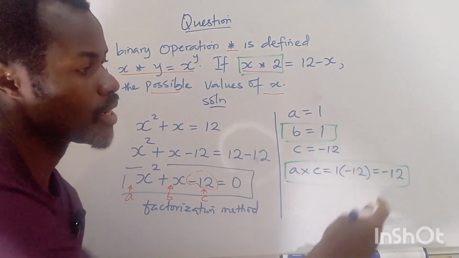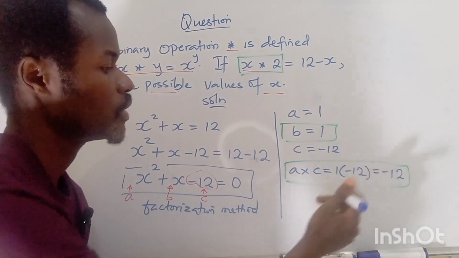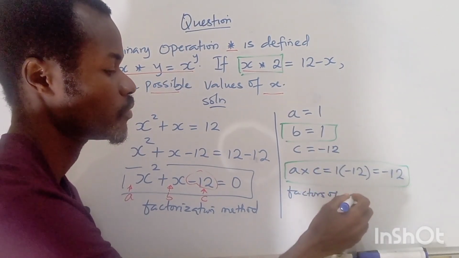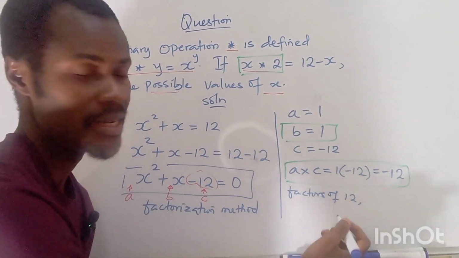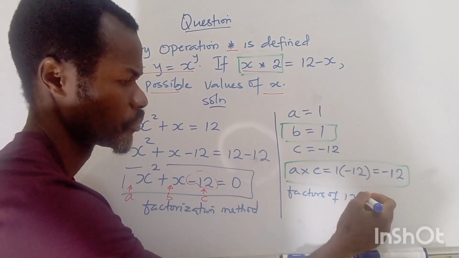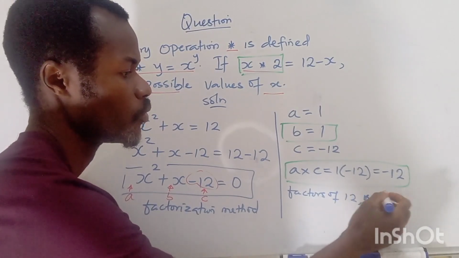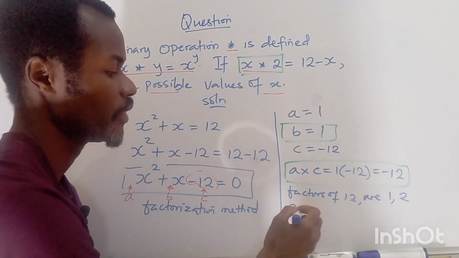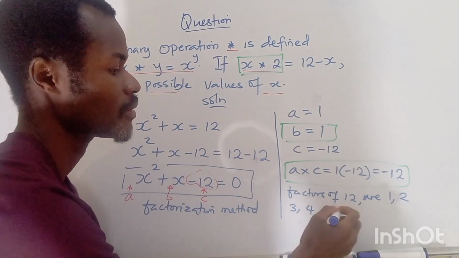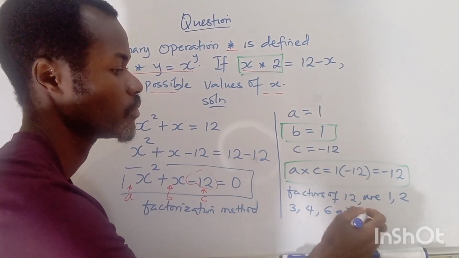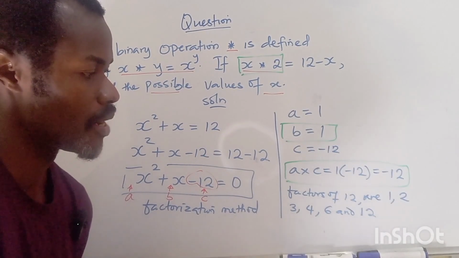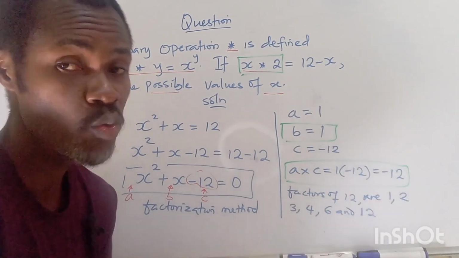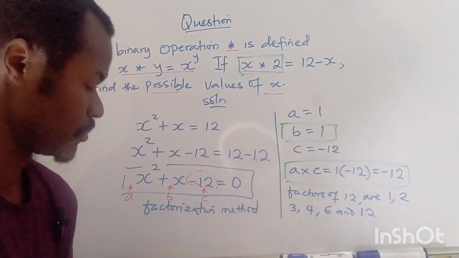Now, those two factors we are going to develop from 12. First of all, you want to know the factors of 12. So we have 1, 2, 3, 4, 6, and 12. Now, while adding the factors, we can see that all these numbers can divide 12 without a remainder.